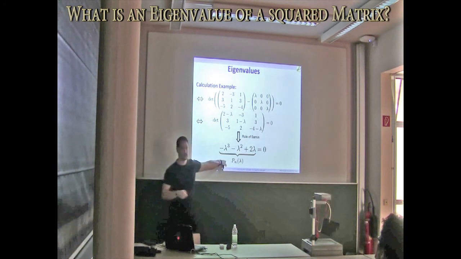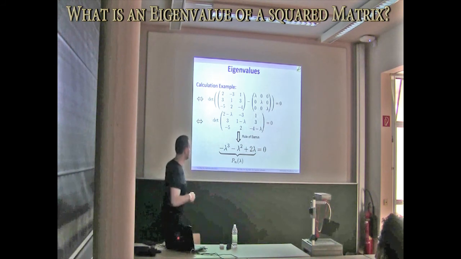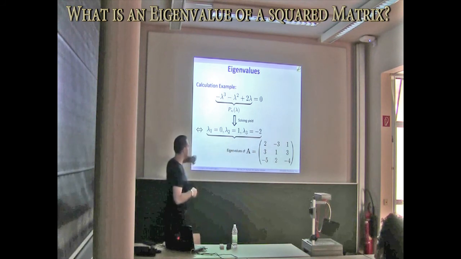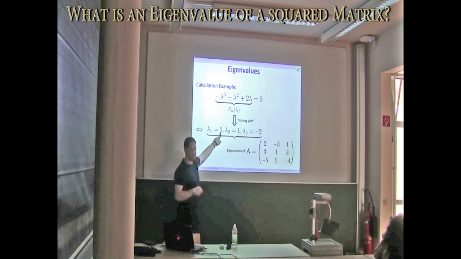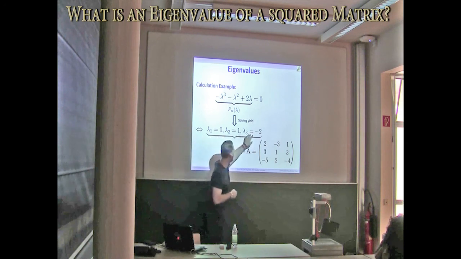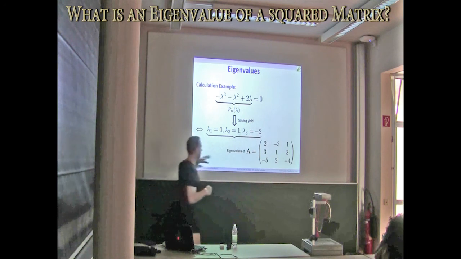We can solve it. I mean, high school, you can solve it pretty easily. And then we get three different eigenvalues: 0, 1, minus 2. By the way, 0 is always bad. An eigenvalue of 0 is always nothing that you want to have to deal with. Okay, and that's it. So this way we get our eigenvalues for this matrix here.